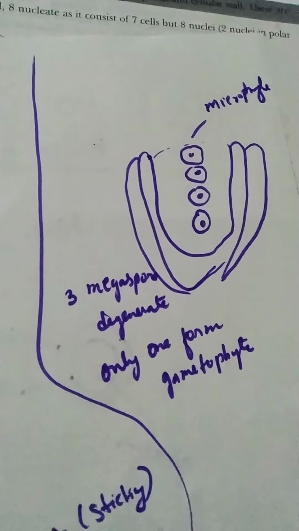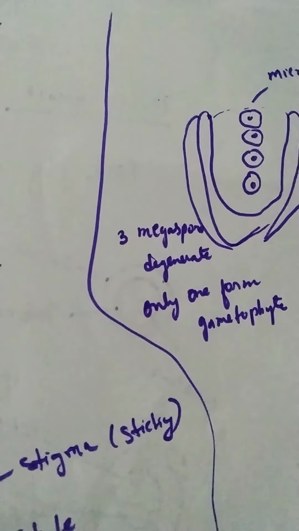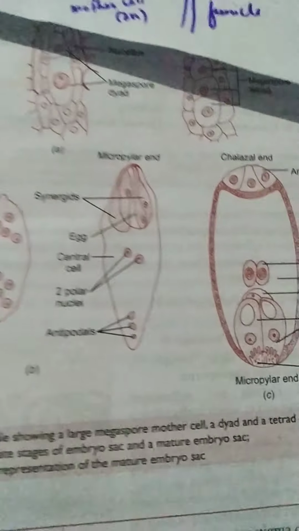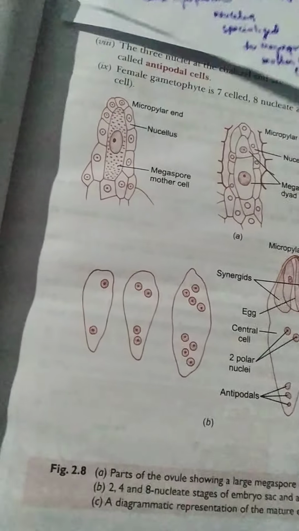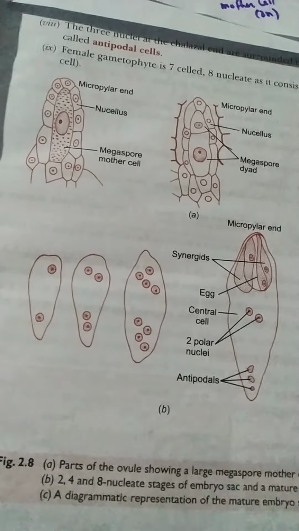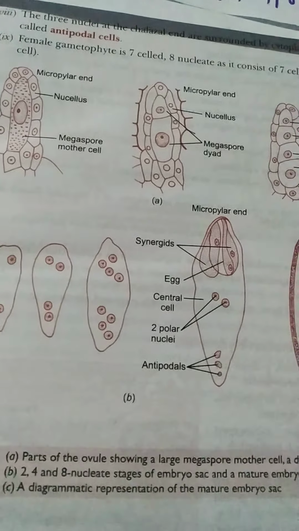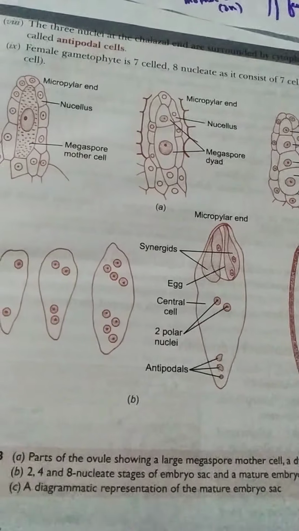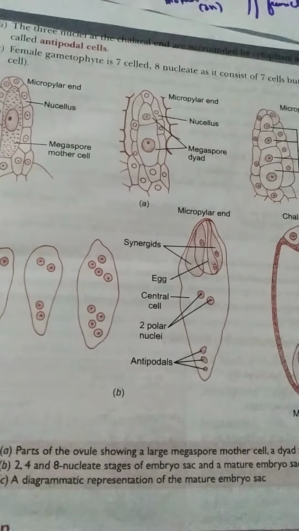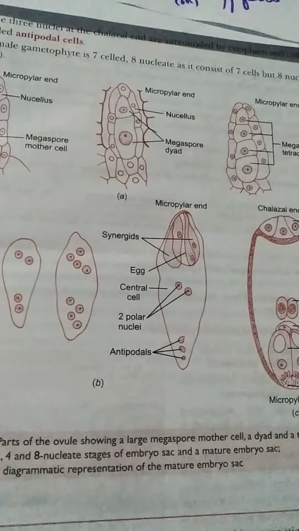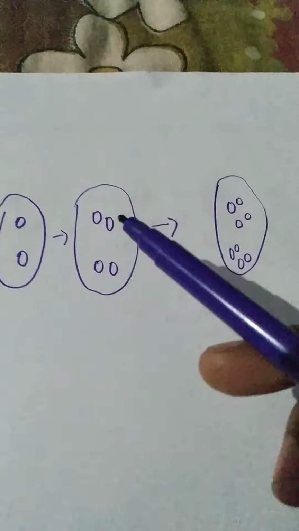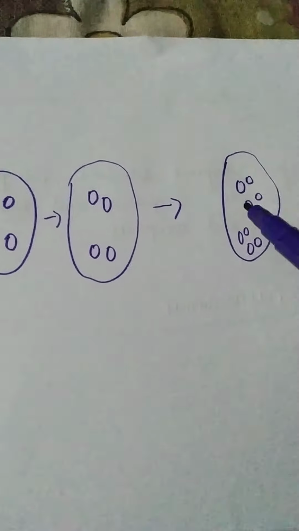it divides into 2 nuclei, and then these 2 nuclei again divide into 4, and then each of these divides into 2, and altogether it becomes 8.